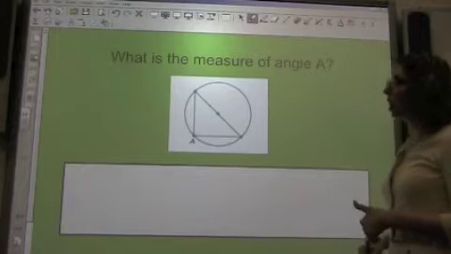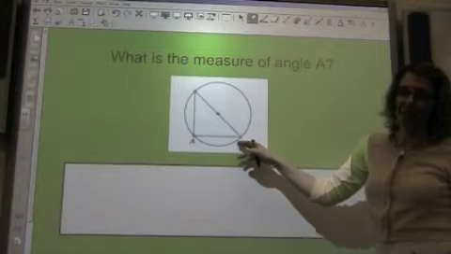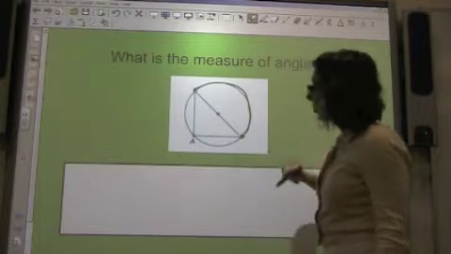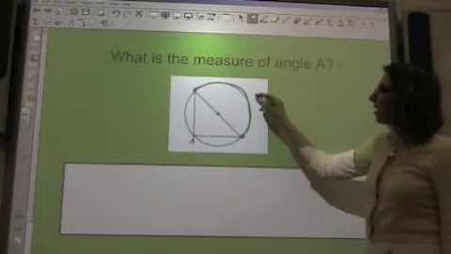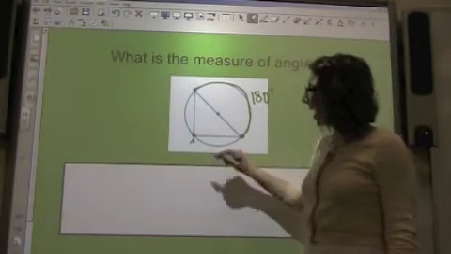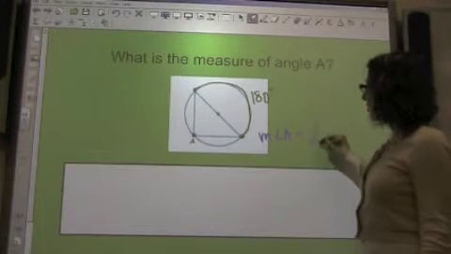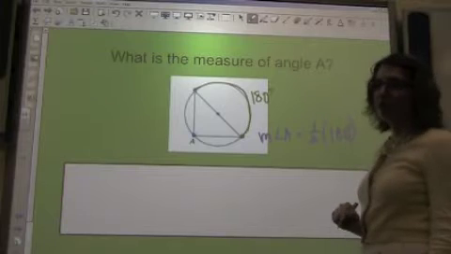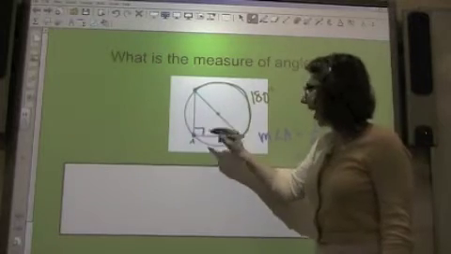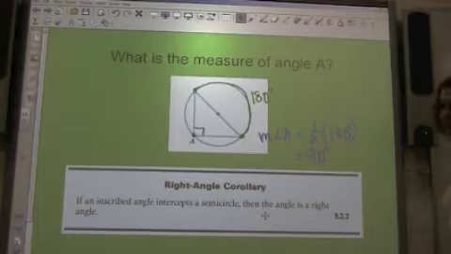Now we need to know what is the measure of an intercepted arc formed when the angle intercepts the diameter of the circle. So we know that the measure of the arc between the two endpoints of angle A is 180 degrees. We also know that A is an inscribed angle, and so the measure of angle A is half the measure of the intercepted arc. So that means that A is a 90-degree angle. And here is our corollary regarding right angles.